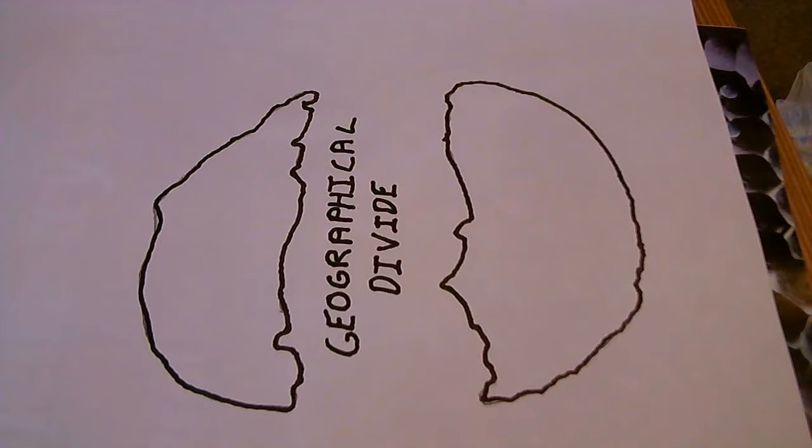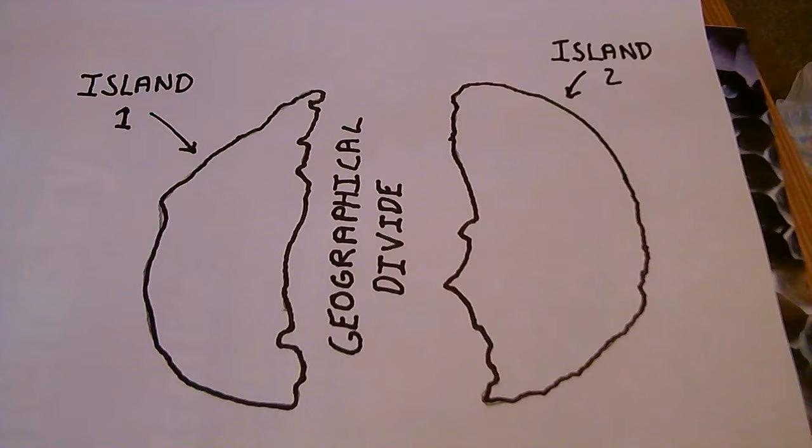Okay, so this is called a geographical divide. Give me some examples of a geographical divide. In this case, the geographical divide is the formation of sea between the island, resulting in two islands which we're labelling Island 1 and Island 2.